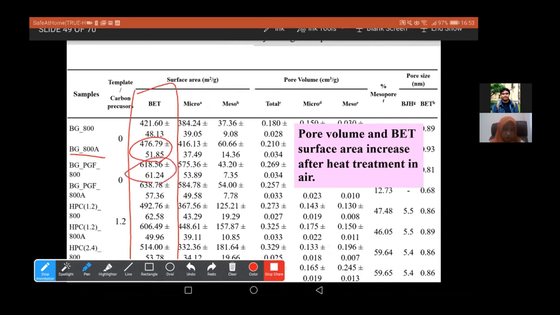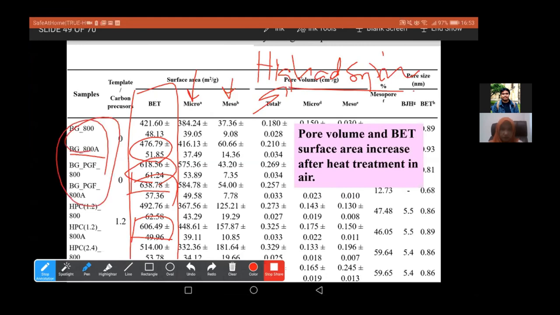BET-PGF-800 also contains a very high surface area of 600, right? Yeah. And if you compare the micropore and mesopore fractions, you will see that they are really different. Even if you have 400, 600, 600 for some samples, for example here and here, what do you expect? You expect very high adsorption, right? But what we found later for this kind of sample is that they don't really adsorb the molecule that we put in at all.